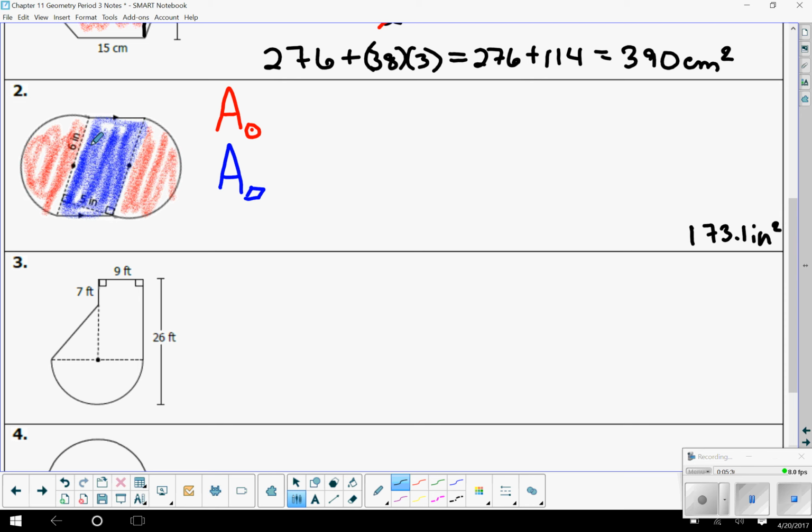What's your radius here? 6. What's your height? One of the sides would be 12. What's the base? 5. Oh, yes. And this could be 12. Okay.